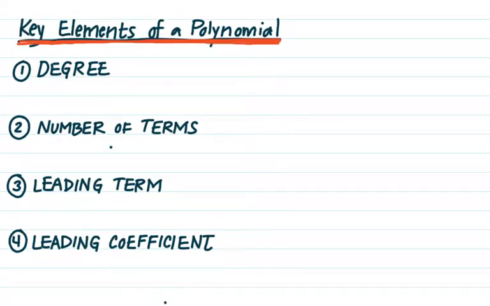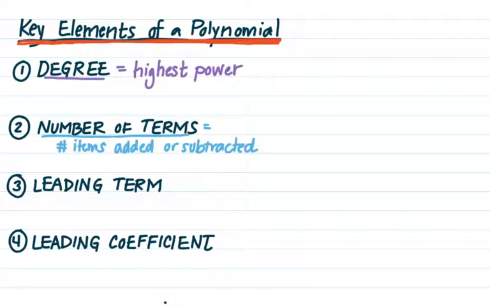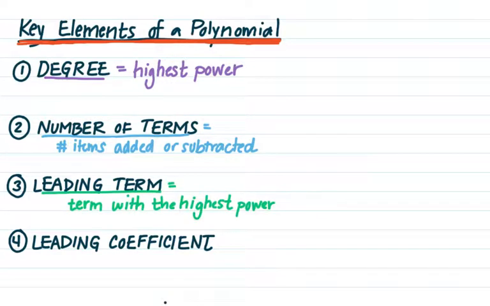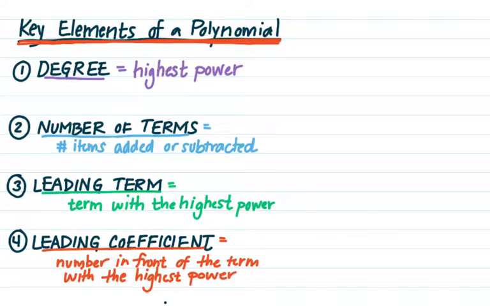Okay, here are some vocabulary words we use all the time when talking about polynomials. The degree, which is the highest power; number of terms, which is the number of items that are added or subtracted in the expression; leading term, which is the term with the highest power; and the leading coefficient, which is the number in front of the term with the highest power.